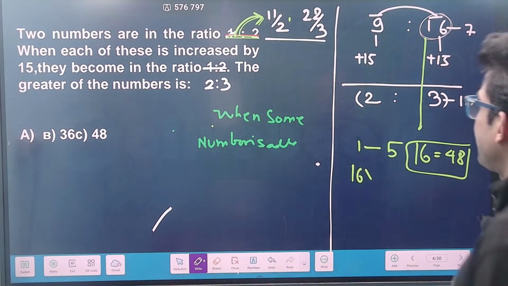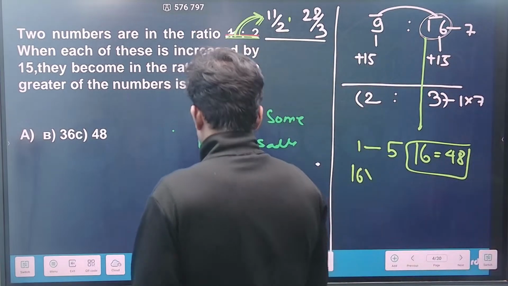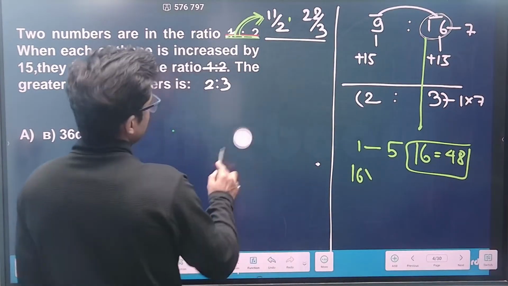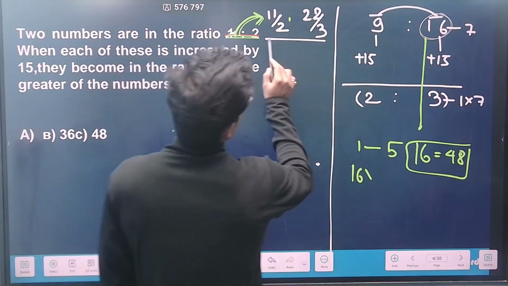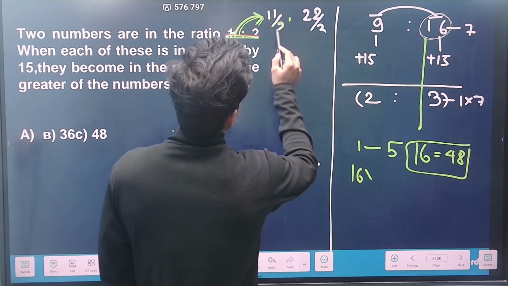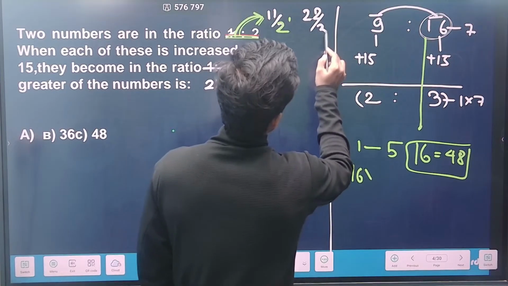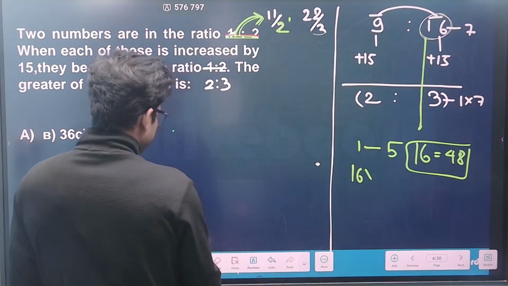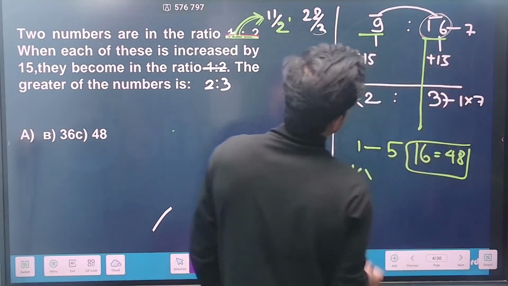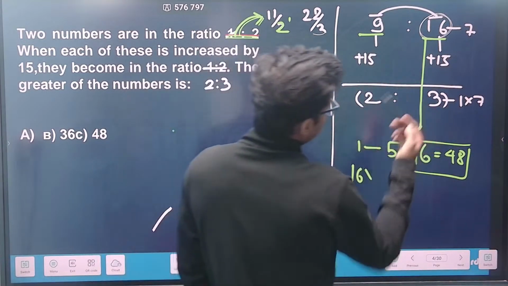So first of all, we did what? See, basically, you need to understand the problem. This was the ratio. I made the ratio in the simplest form, 1 by 2 and 2 by 3. I made the ratio in the simplest form and I have written that this is 9 and this is 16, correct? 15 was added and the ratio becomes 2:3.